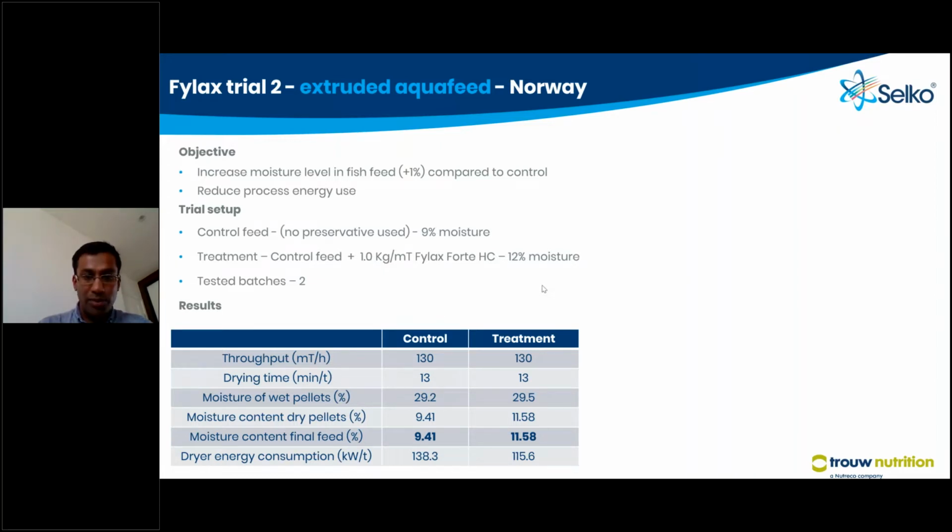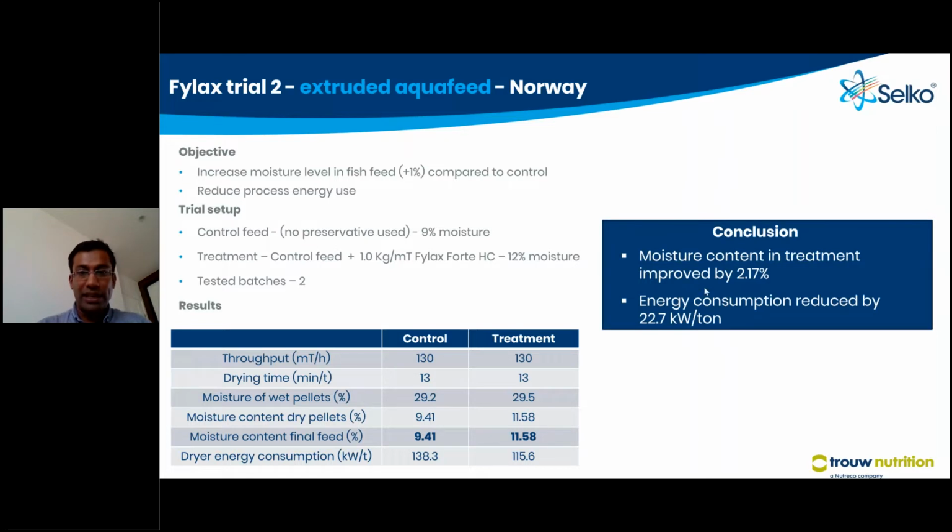The main outcome is that we are able to increase the moisture content in the treatment group by 2%. That's a lot in my view. And then the energy consumption in the drying was reduced by 27.7 kilowatt hour per ton of feed. So that's a very significant number, if you multiply by, say, a 100 tons capacity feed mill.